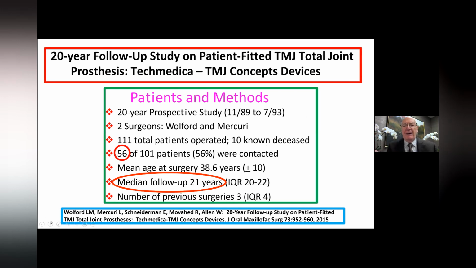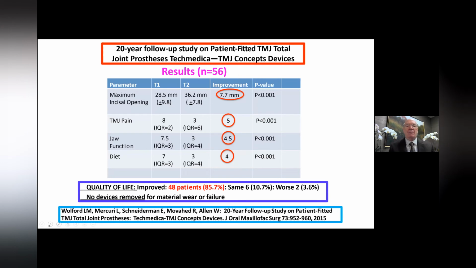This is an independent study, but I put this study in. It's not involving just JIA patients, but a whole group of different kinds of TMJ pathologies treated with this total joint prosthesis system. And so this was a 20-year follow-up study. There were 56 patients that we had adequate records on for follow-up. The median follow-up was 21 years. So pretty good follow-up on this group of patients.